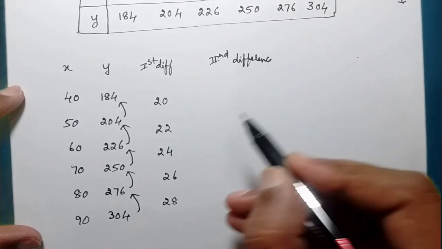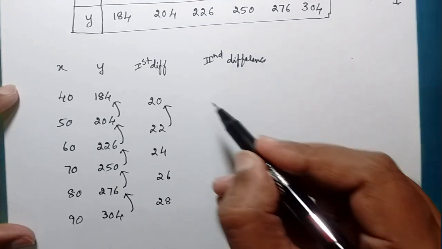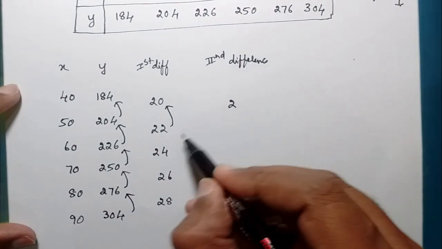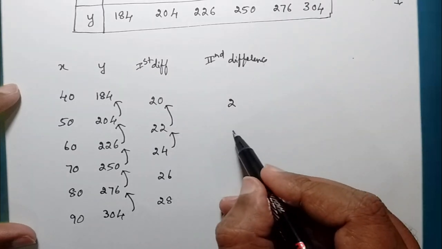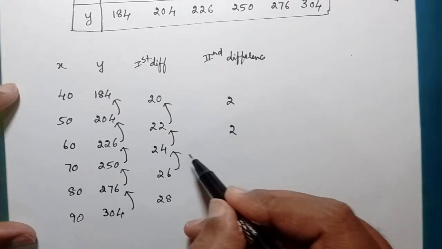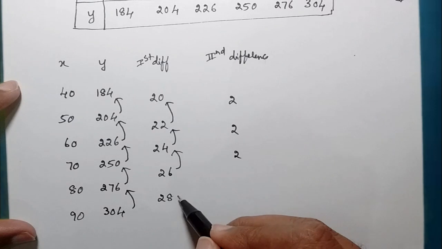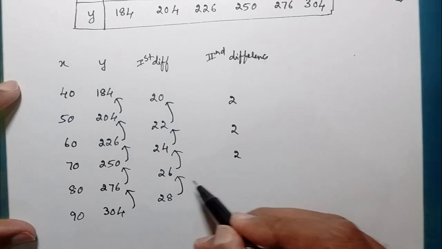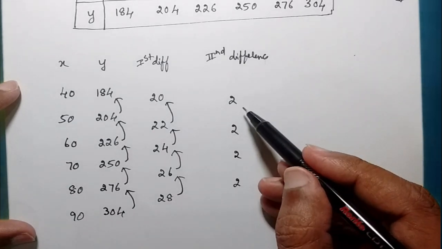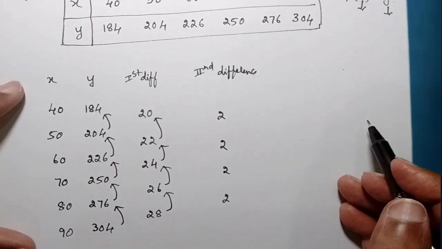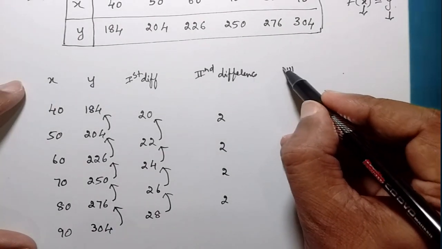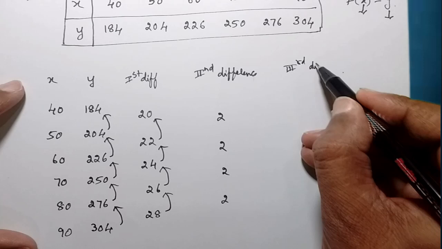Second difference, once again you have to take this difference. 22 minus 20 will be 2, 24 minus 22 will be again 2, 26 minus 24 will be again 2, 28 minus 26 will be again 2. We are getting a constant value. If you want, you can stop at this stage itself, or you can proceed further to get the value of the third difference.